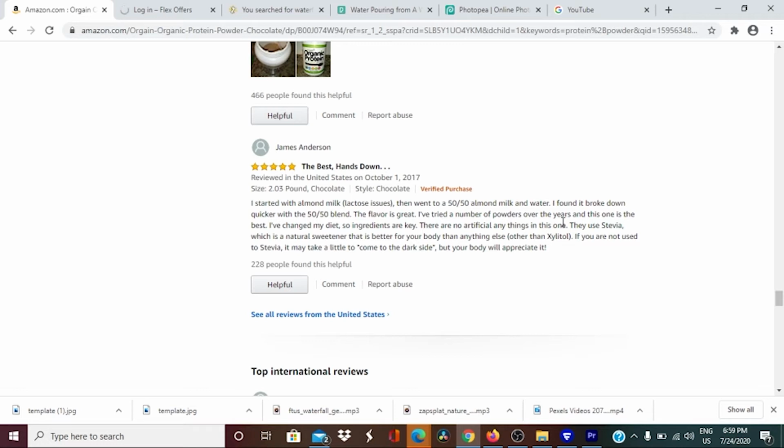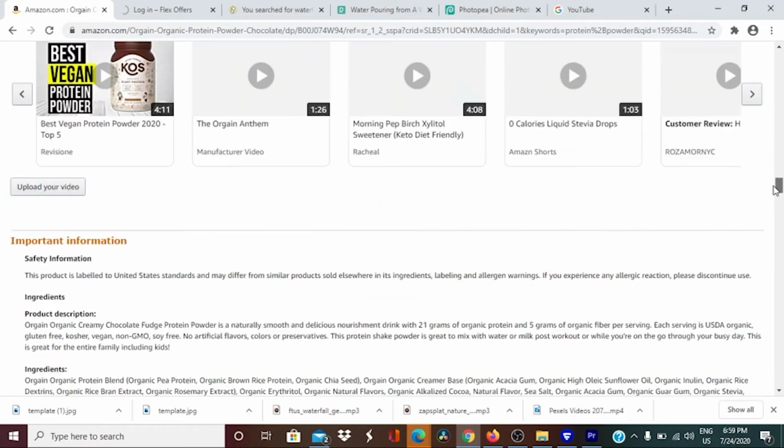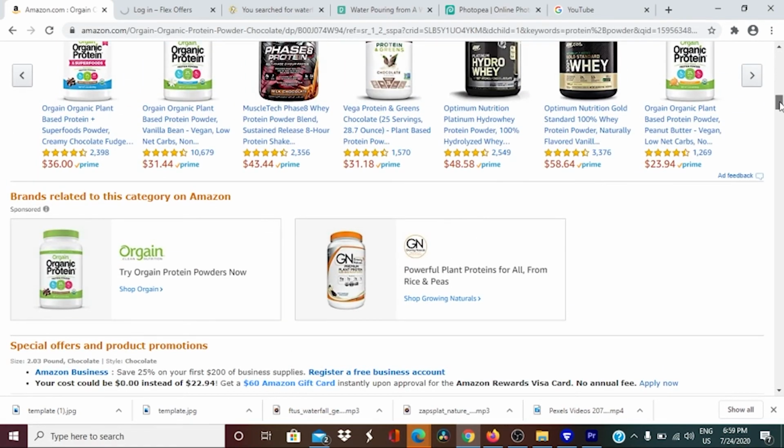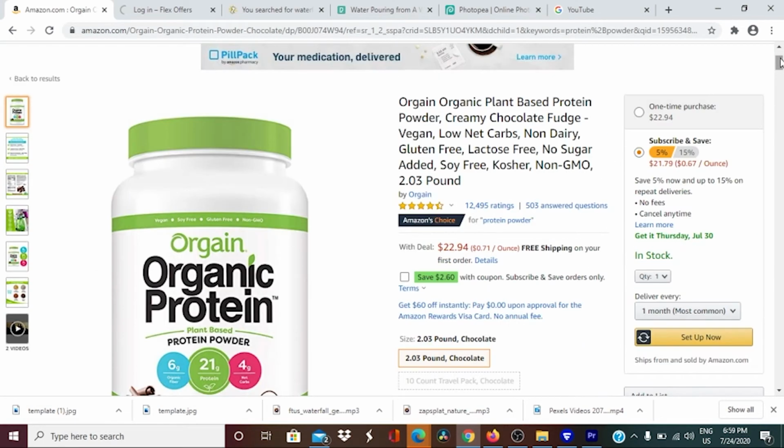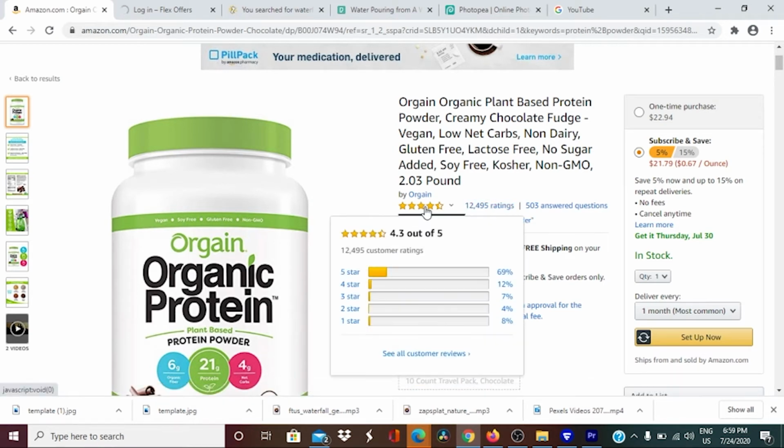I've told you as always, these things have been proven to sell because these are health products that improve people's health. And if 12,000 people have positive reviews, I would say this product is good. It's 4.2 maybe the rating here. If we look at it, the rating is here. On average, it's 4.3 out of 5 on 12,495 customer ratings. So this is a good product.